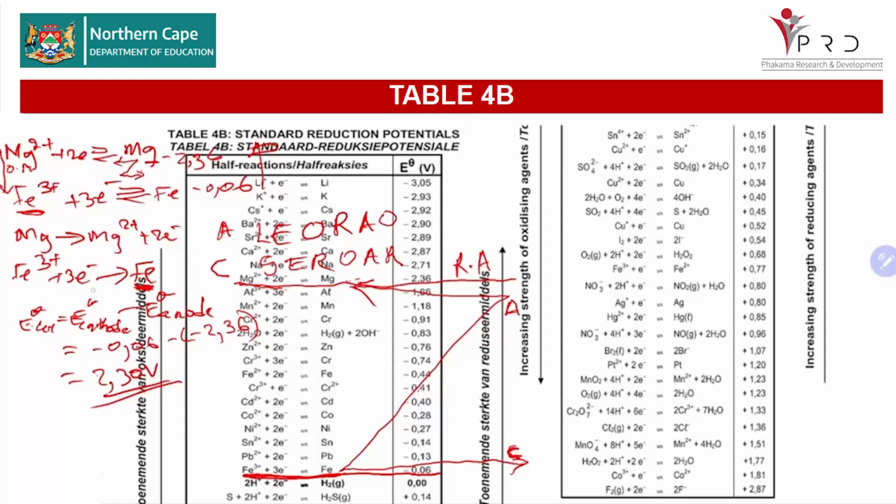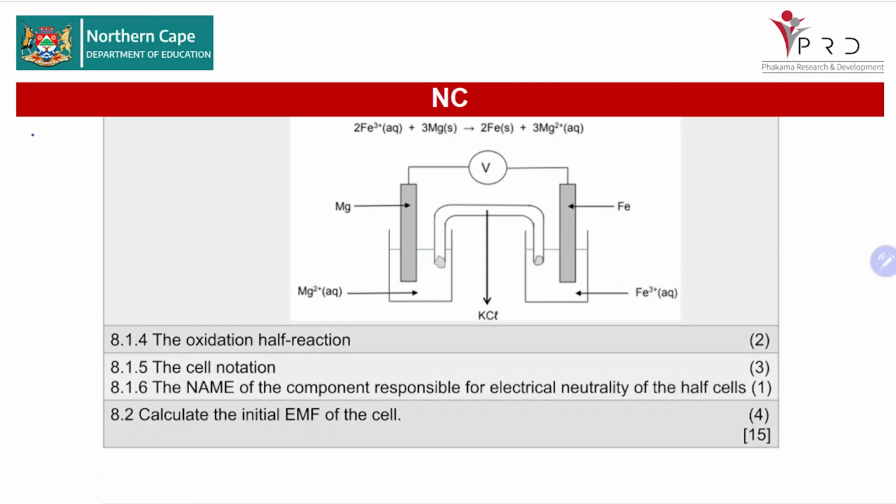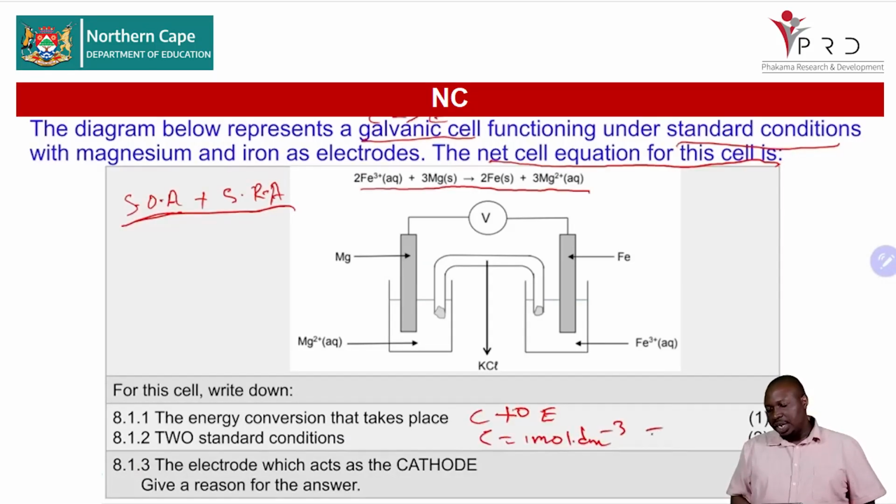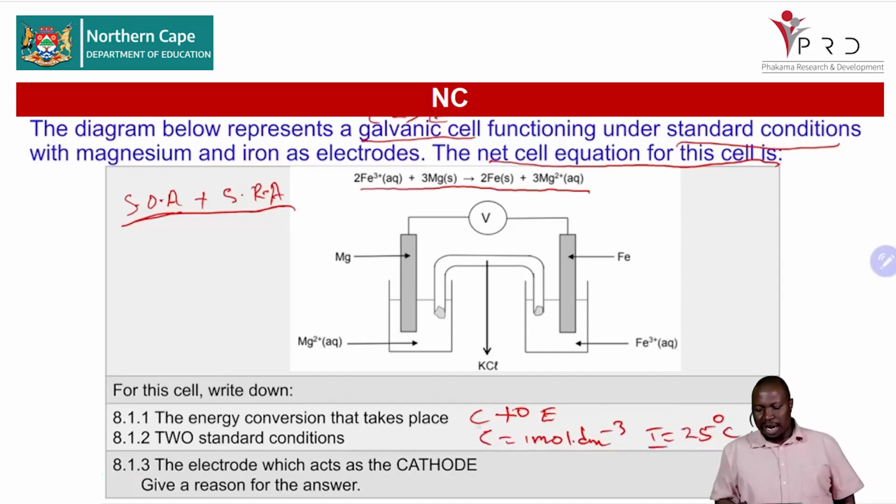And if we go back to the question, you will see that whatever we were doing is going to assist you. So the energy conversion we have said for the galvanic cell is from chemical energy to electrical energy. And we said the two standard conditions will be the initial concentration of 1 mole per cubic decimeter and the temperature of 298 kelvins or 25 degrees Celsius. You will write temperature and concentration in full.